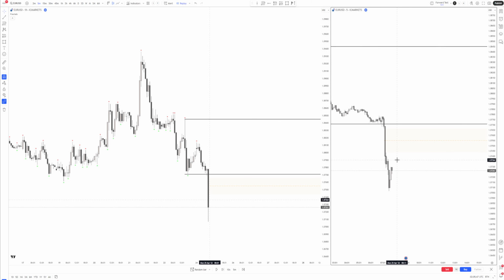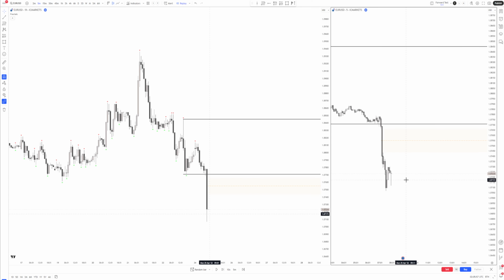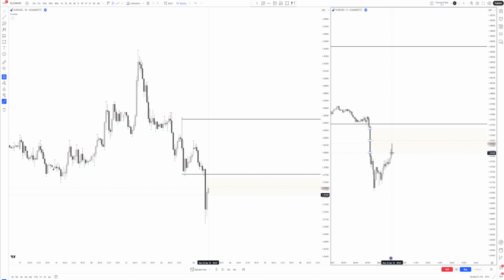So if I don't get any fair value gaps here, then what I can do is wait for a fair value gap for this to invert, and then I'll use this to take an entry. So let's see what happens. Okay, there you have it. We have got a fair value gap there.